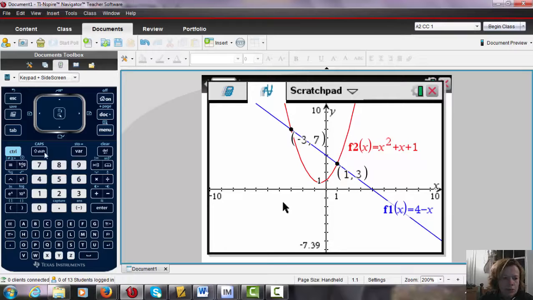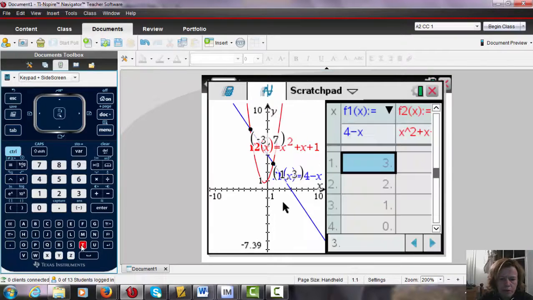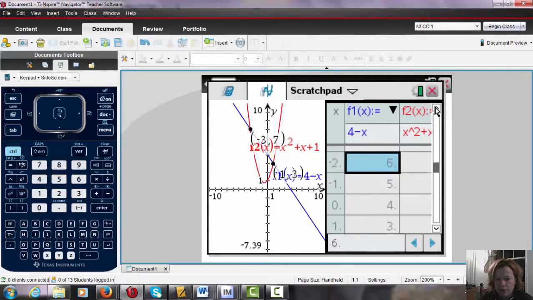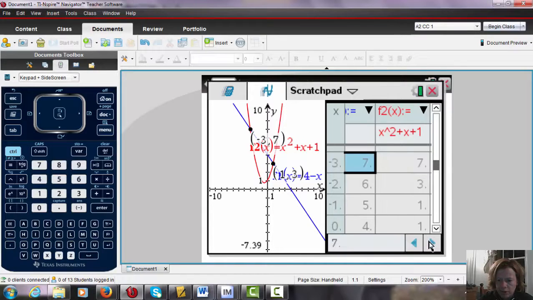Remember also, real quickly, that if you had looked at the table of values, you could have checked that those points were solutions. There's 1, 3 in my table, and there's negative 3, 7. That doesn't necessarily show you the point of intersection until you scroll over and see both functions have a y value of 7. So when x is negative 3, both y's are 7, and when x is 1, both y's are 3. So that's another nice check of your algebra.